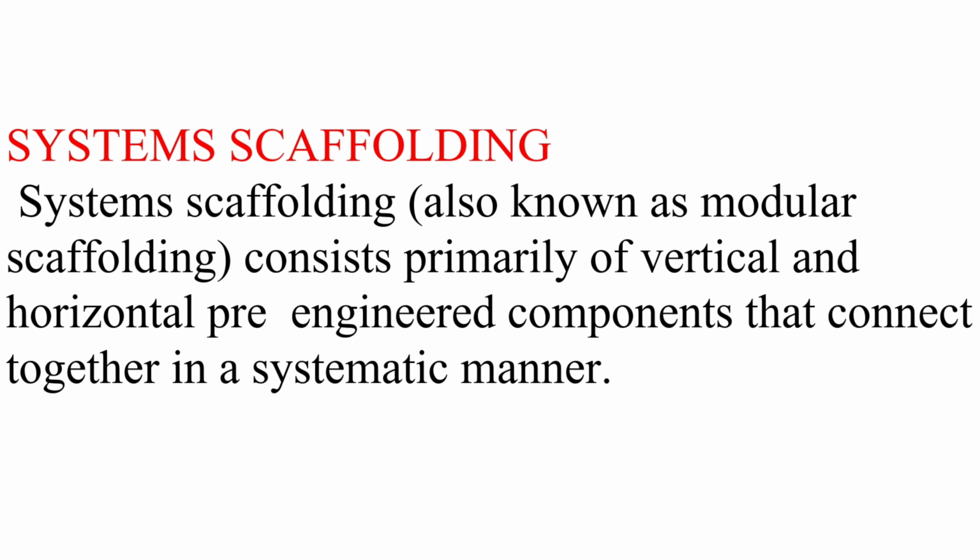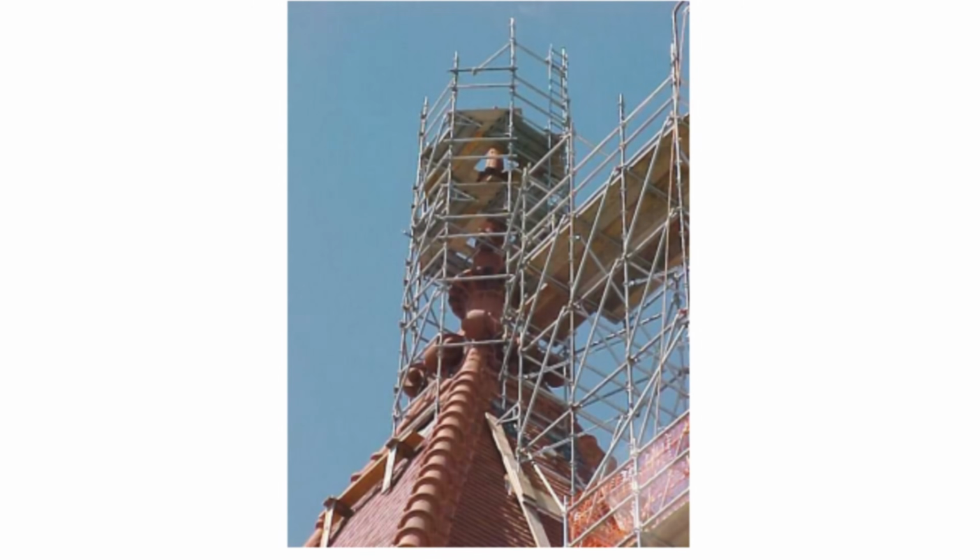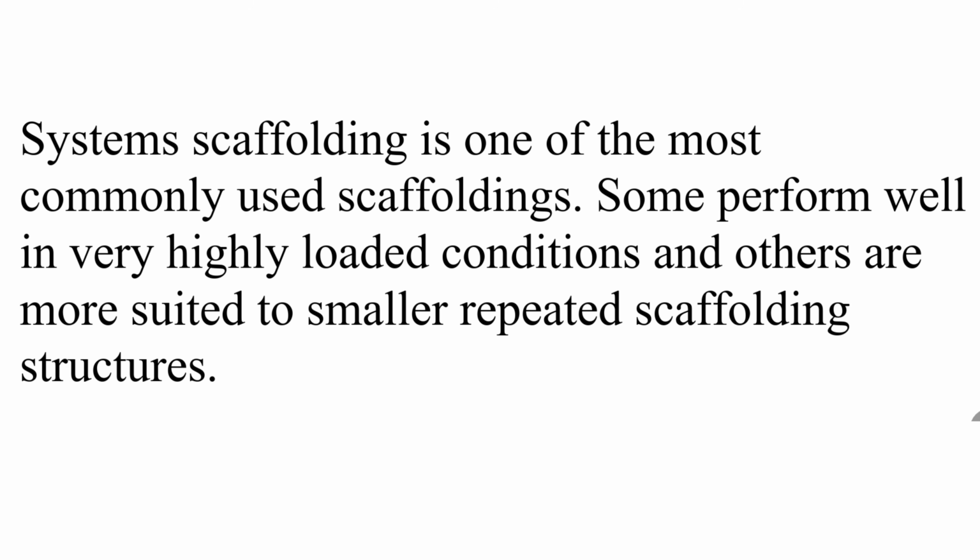Systems scaffolding. Systems scaffolding, also known as modular scaffolding, consists primarily of vertical and horizontal pre-engineered components that connect together in a systematic manner. Systems scaffolding is one of the most commonly used scaffoldings. Some perform well in very highly loaded conditions and others are more suited to smaller repeated scaffolding structures.